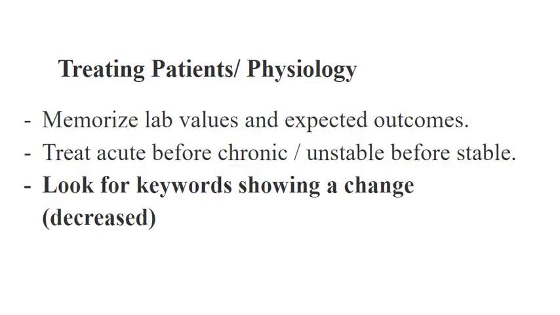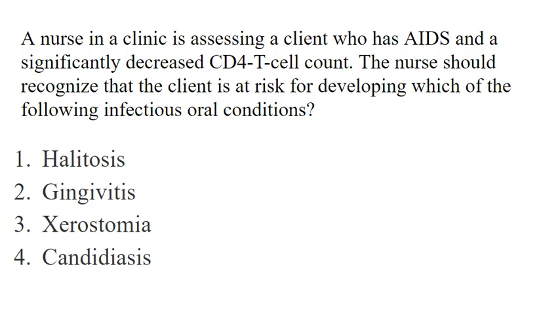Look for keywords that show a change, for example, decreased. A nurse in a clinic is assessing a client who has AIDS and a significantly decreased CD4 T cell count. The nurse should recognize that the client is at risk for developing which of the following infectious oral conditions. So you need to know what a CD4 T cell count is and what it means if it's decreased and what we would look for based on that value. Okay, so the word decreased is important because you might see answer choices based for a normal CD4 or an increased CD4 if that's pertinent.